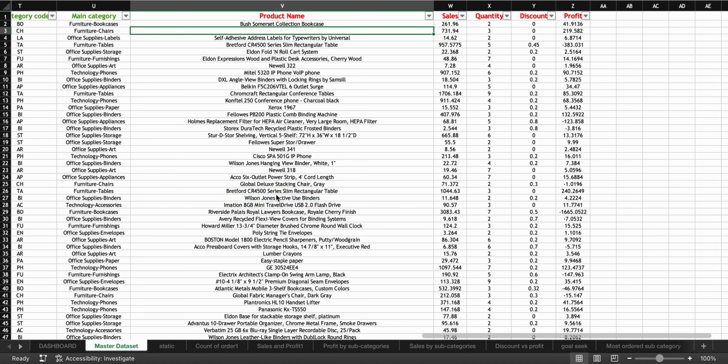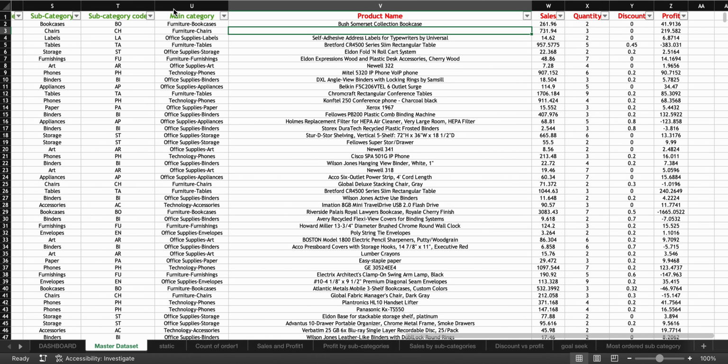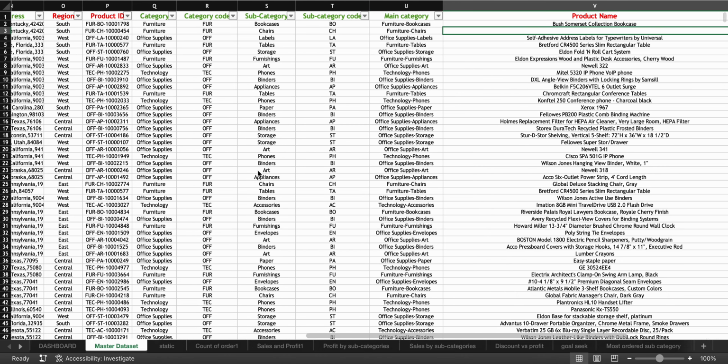So I've just let it be, because product names is not very important for the analysis. These figures are sales, discount, profit. These are very important in respect with these categories and subcategories. These are also super important here.